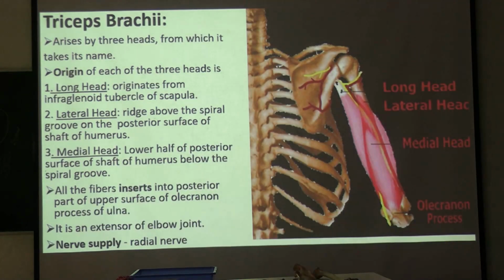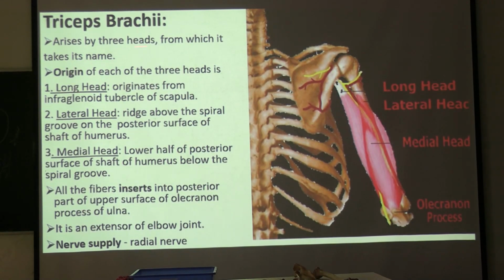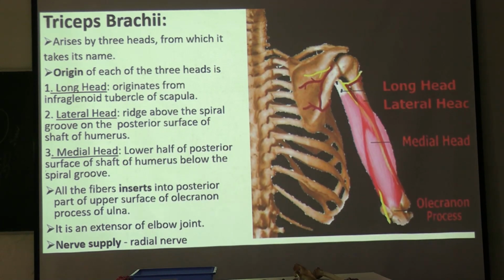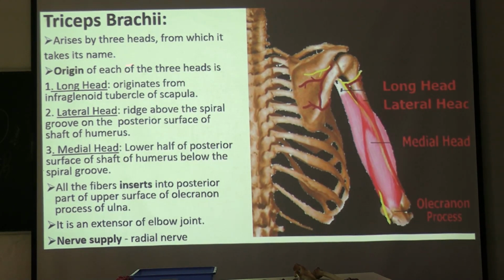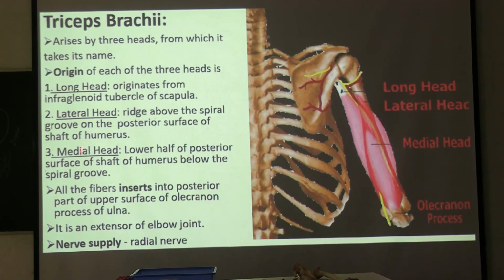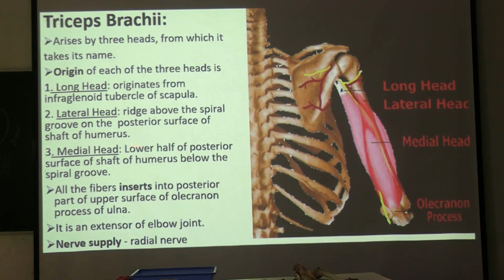Okay. Next is the triceps. This is the extensor muscle of the forearm. So it arises by three heads, from which it takes its name. Three heads, that's why the name is given triceps. Biceps has two heads, that's why the name is given biceps. The three heads are long head, lateral head, medial head.